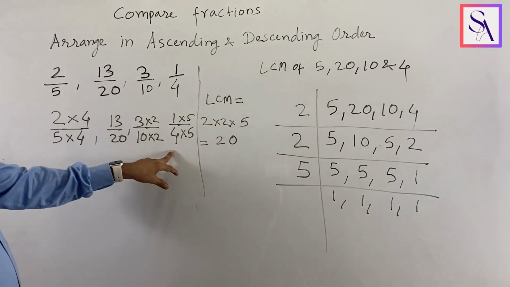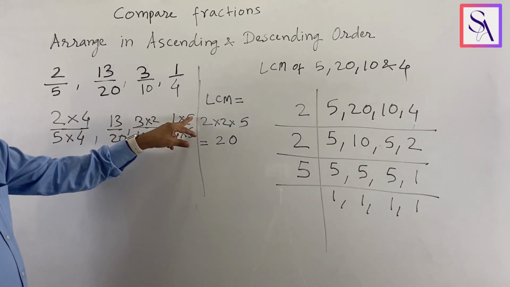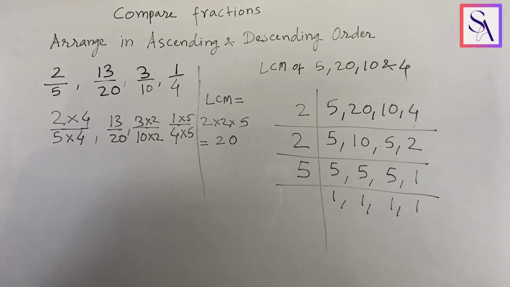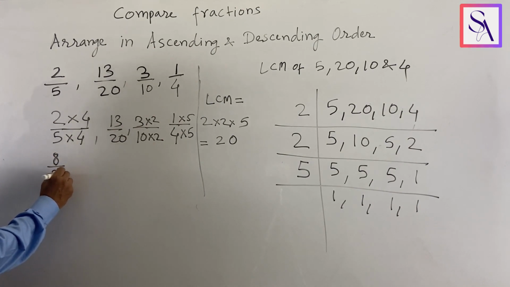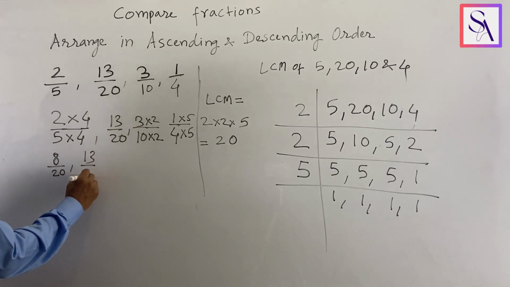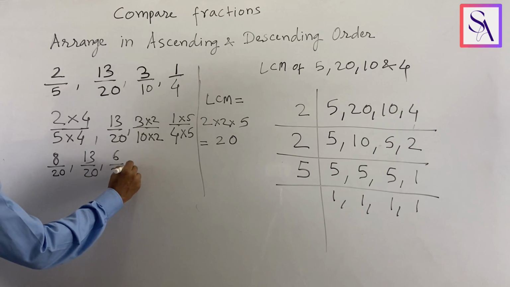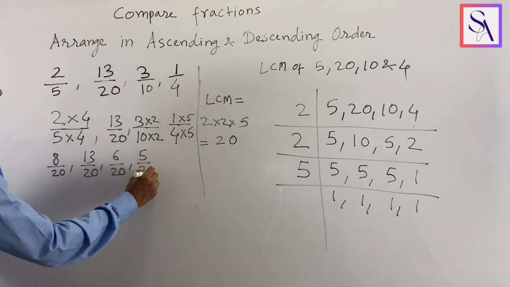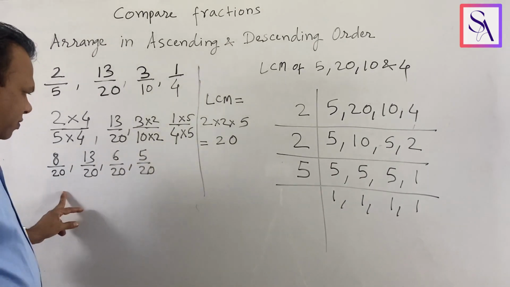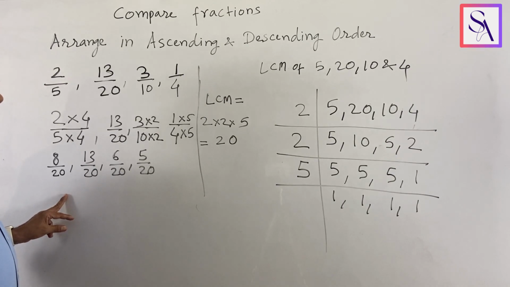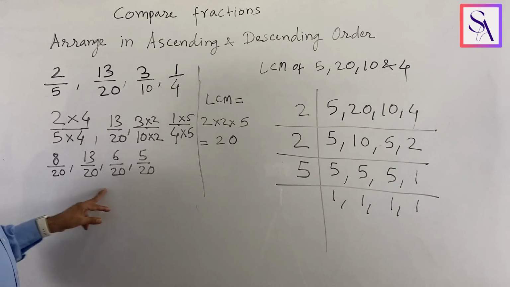So like that I am making all the denominators 20. If I am multiplying by 5 here, I have to multiply the numerator by 5 as well. So 4 twos are 8 by 20, then 13 by 20, then 6 by 20, and then 5 by 20. So now these fractions become like fractions, right? So now you can decide which one is the greatest and which one is the lowest, right?